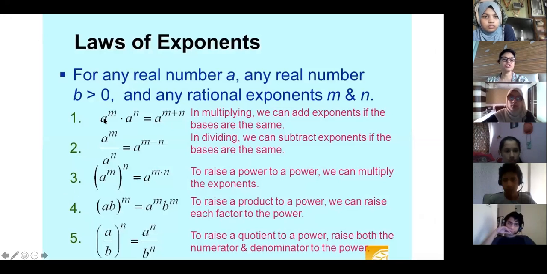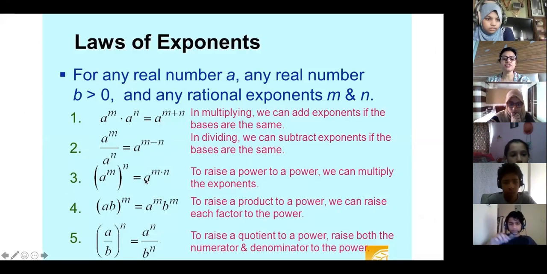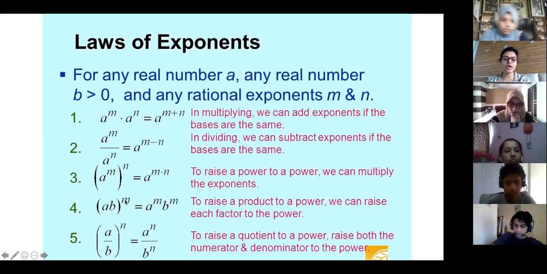Okay, so once again, just check the rules. A raised to m into a raised to n: bases are same, powers are added, a raised to m plus n. All of you have written these rules yesterday in your notebook? Yes. So a raised to m divided by a raised to n is equal to a raised to m minus n. A raised to m whole to the power n, powers are multiplied, so a raised to m into n.